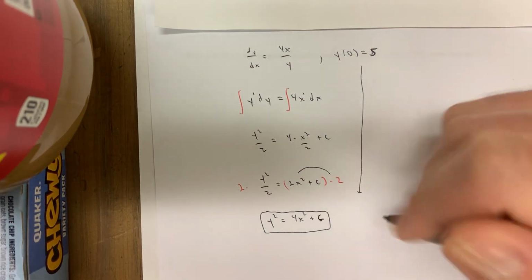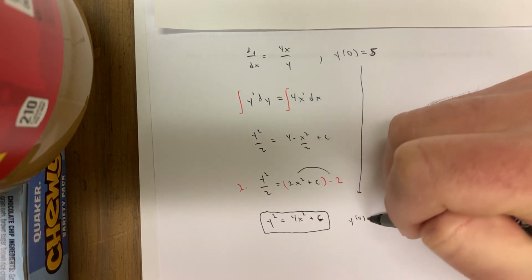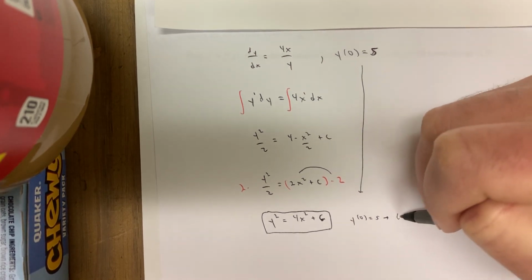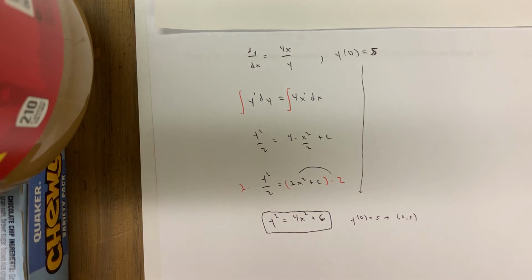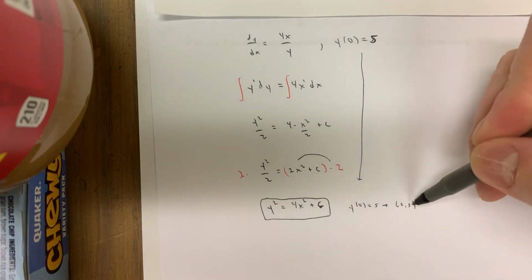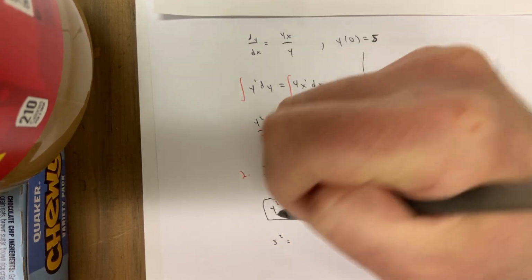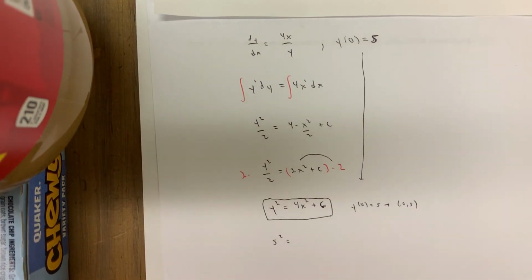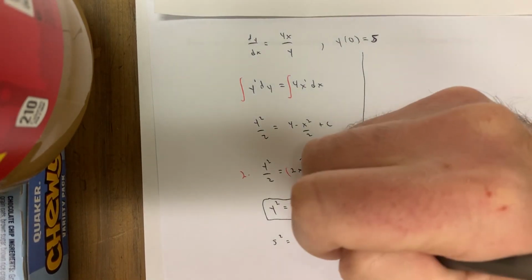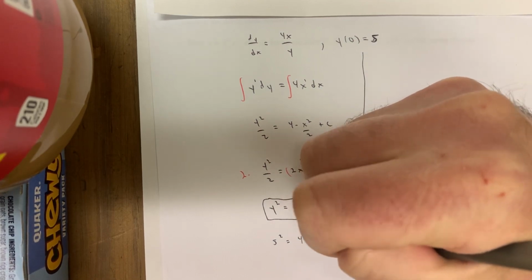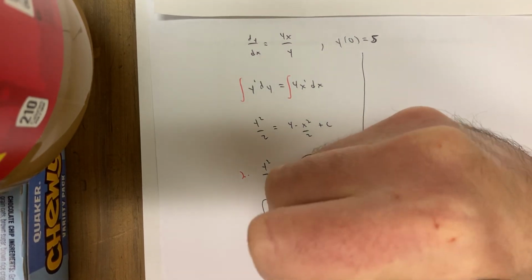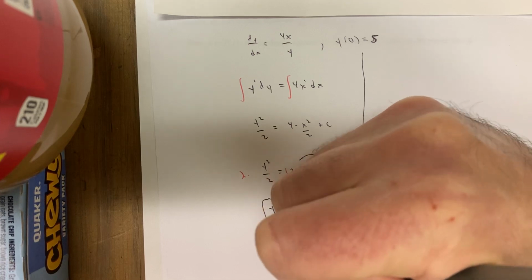People are like, how the heck are we going to solve for c? Well, we know that y of 0 is equal to 5, which just means the point (0, 5) lies on the original function. So I know when y is equal to 5, x is equal to 0. So I could plug that in. And you could do that before you solve for y. A lot of times it's easier to solve for c before you solve for y. Trust me. So replace the x with a 0. Okay, and here you can see we have 25 is equal to c.